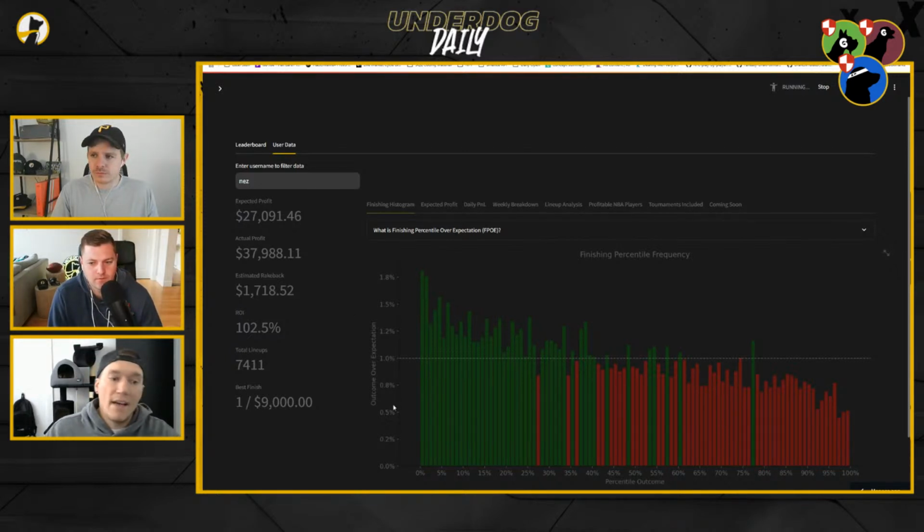So that's just how to determine it. If you had it in reverse, where most of your lineups are in the bottom percentile, or you're going low left to high right, you've got to really look at your process and try to figure out what you're doing wrong.